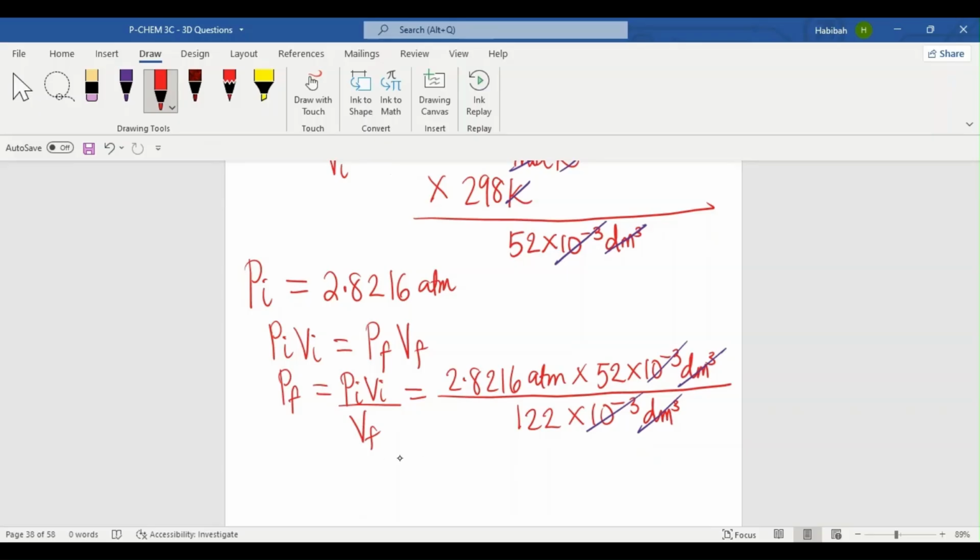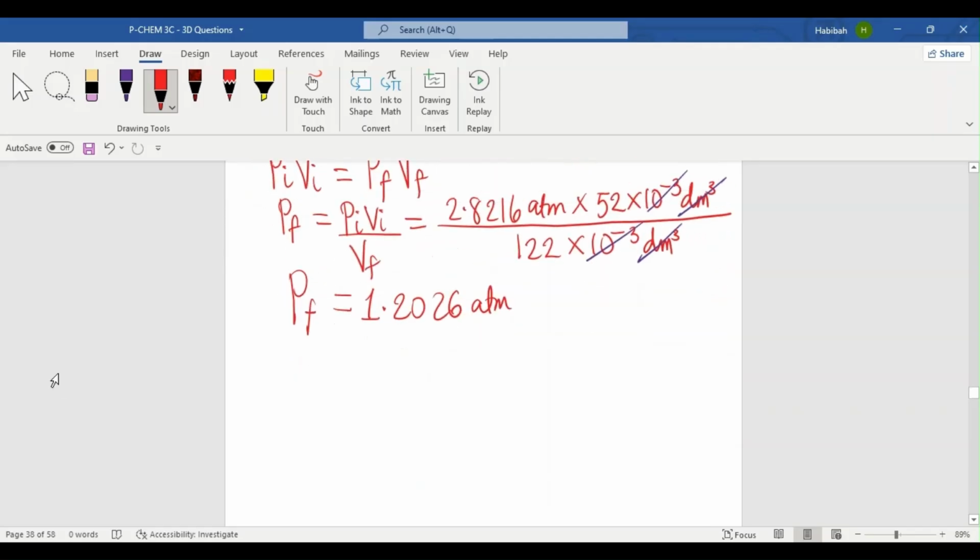You're going to have the P final become 1.2026 atmospheres. Yep, that's how it's done. So that's the P final. Now that we have that, we can properly substitute, right?